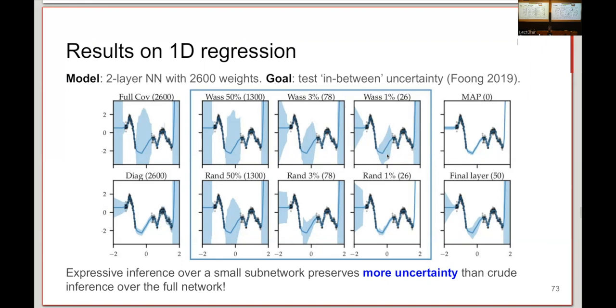And using a clever way to choose the subnetwork makes a difference. If you choose the subnetwork randomly, you would get something like this, because you are just picking weights that maybe don't really affect your uncertainty. And we see that at least our approach for choosing the subnetwork is better than doing this randomly.